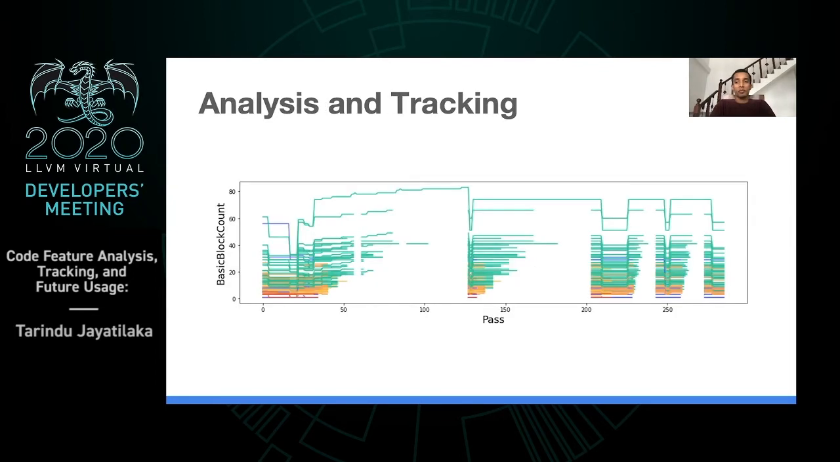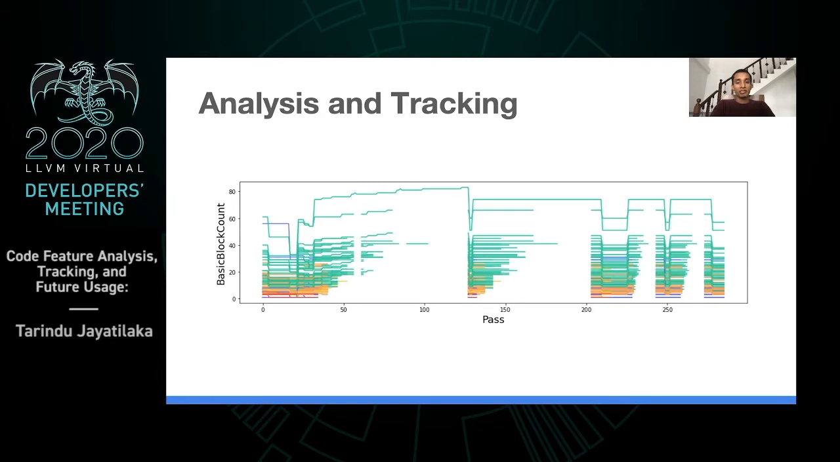Here is one code feature, the basic block count, changing over time for one module from the CTMark benchmark, when we apply O3 optimization to it. Each of these lines represents a function from the module, and there are gaps in the middle for each line. That's because different functions get different passes applied to them, so some of the passes are not applied to some of the functions, so that's why there are gaps.